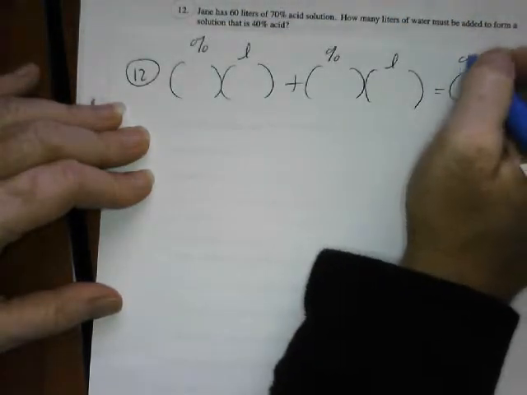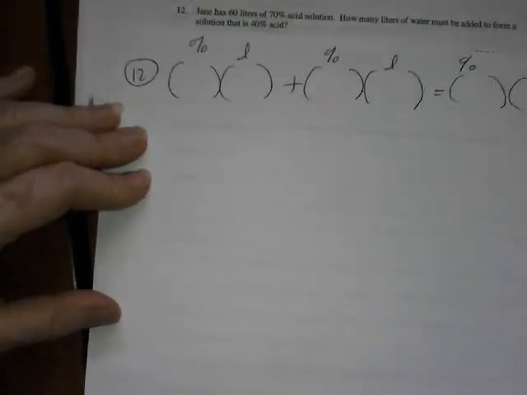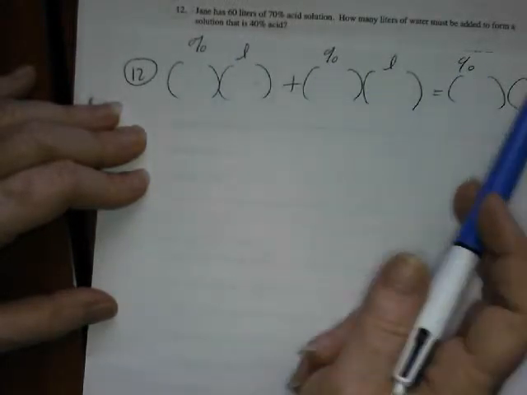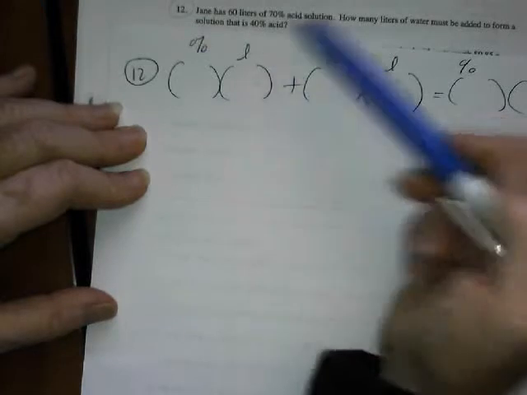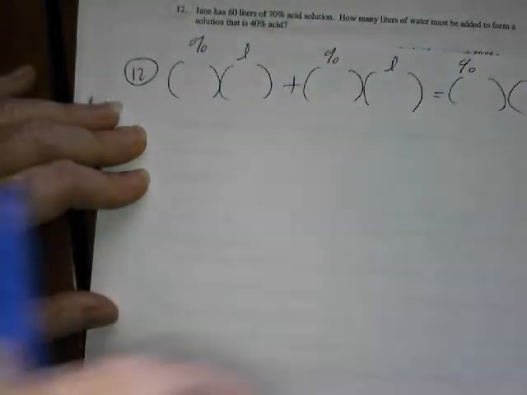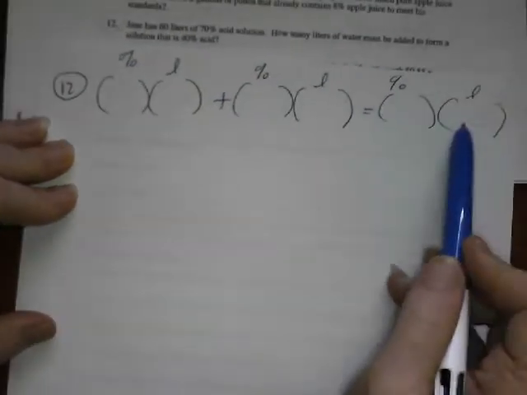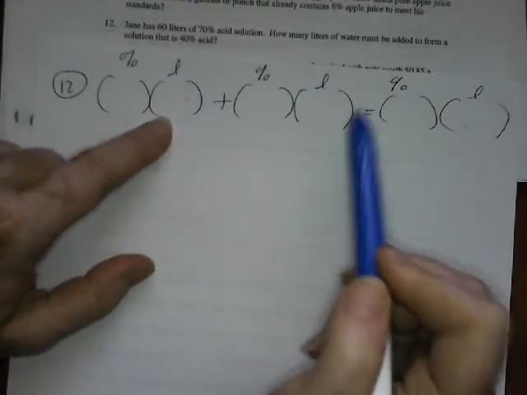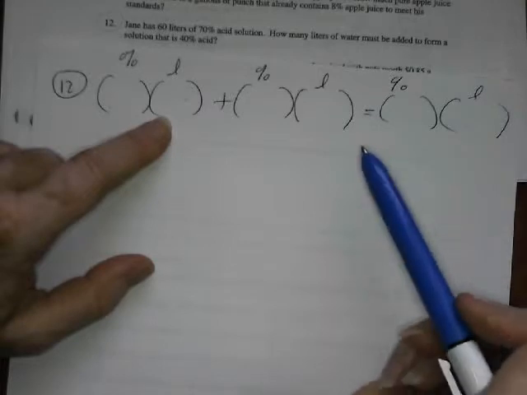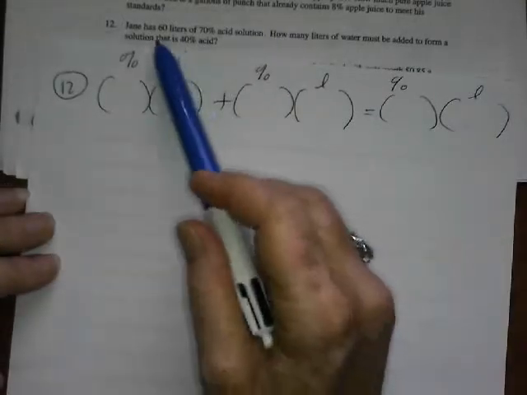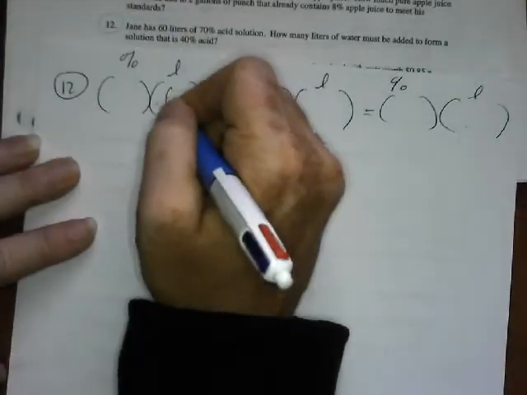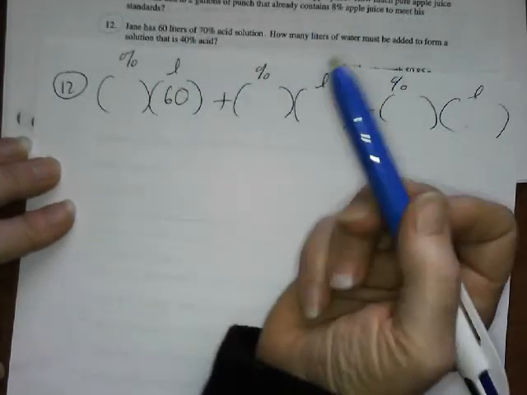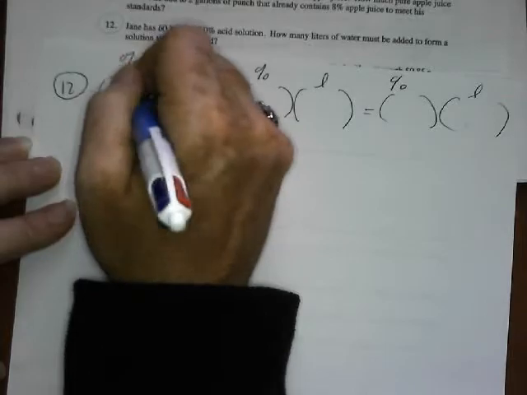So you can see that I'm setting it up the same way as I did the last problem, but the last one had money and pounds, money, pounds, money, pounds. This one has percent and liters, percent, liters, percent, liters. And usually this one back here just ends up being whatever's in that spot plus whatever's in that spot. 60 liters. Okay, so there's 60. Now 70%, I'm going to write that as 0.7 because that's the decimal for 70%.